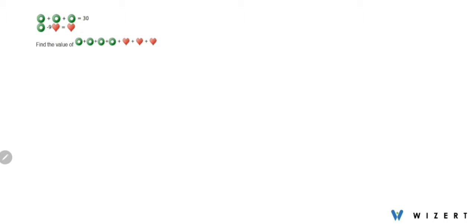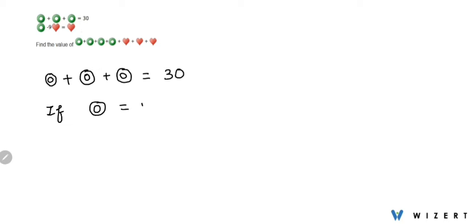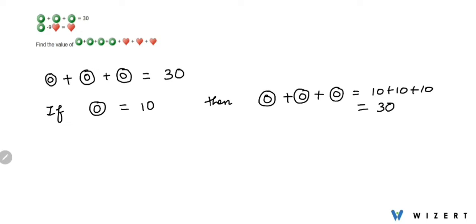Given is the figure: this circle symbol plus the second symbol plus this third symbol, if we add these three symbols, it is equal to 30. So from here we can conclude that if one symbol represents 10, then these three symbols will represent 30. So this is 10 plus 10 plus 10, which is equal to 30. So we can say that this circular symbol is equal to 10.